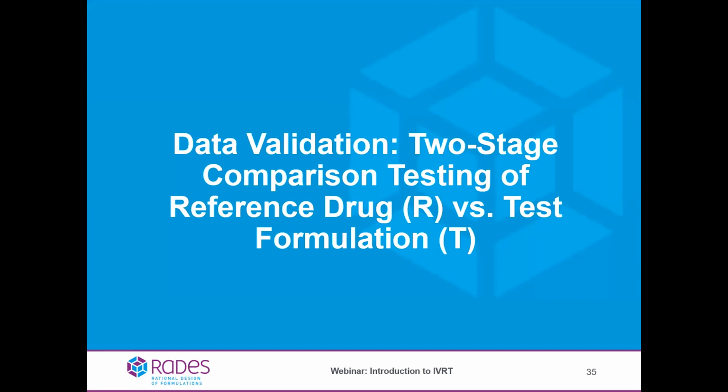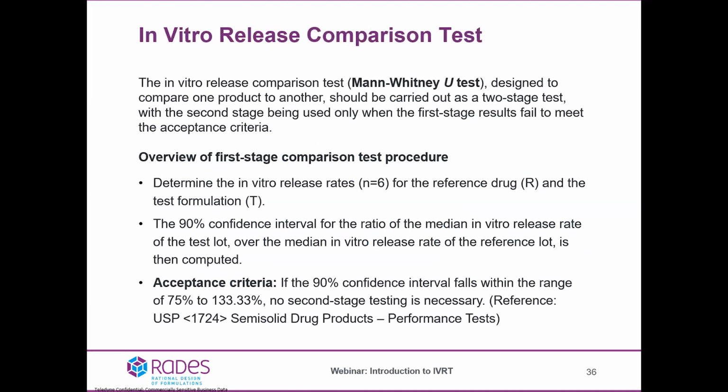And now, data evaluation. How can we compare the results between 2 experiments? When are 2 formulations comparable? According to the USP 1724, we use the IVRT comparison test, also named as Mann-Whitney U-test. This is a 2-stage procedure, but the second stage will be used only if the test fails at the first stage. The IVRT comparison test compares the observed release rates of 2 formulations, the test and the reference formulation.